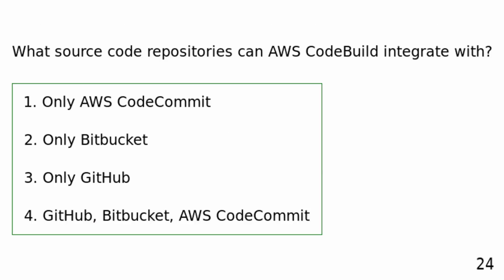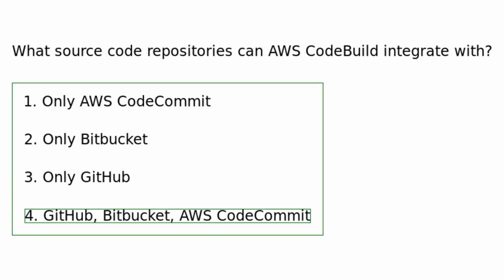What source code repositories can AWS CodeBuild integrate with? Only AWS CodeCommit. Only Bitbucket. Only GitHub. GitHub, Bitbucket, AWS CodeCommit. AWS CodeBuild can integrate with multiple source code repositories like GitHub, Bitbucket, and AWS CodeCommit.